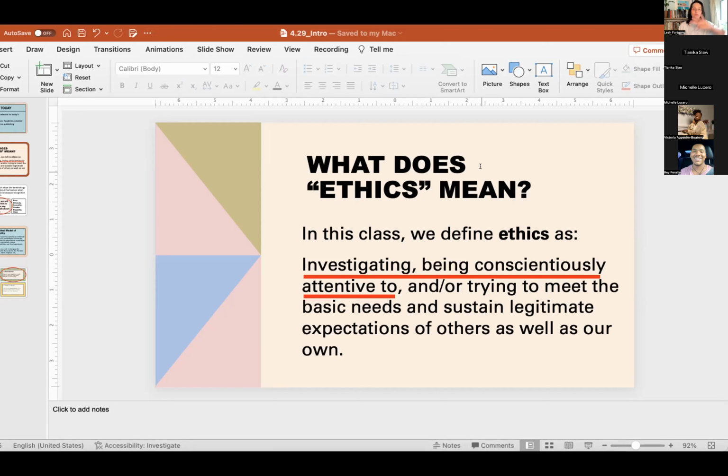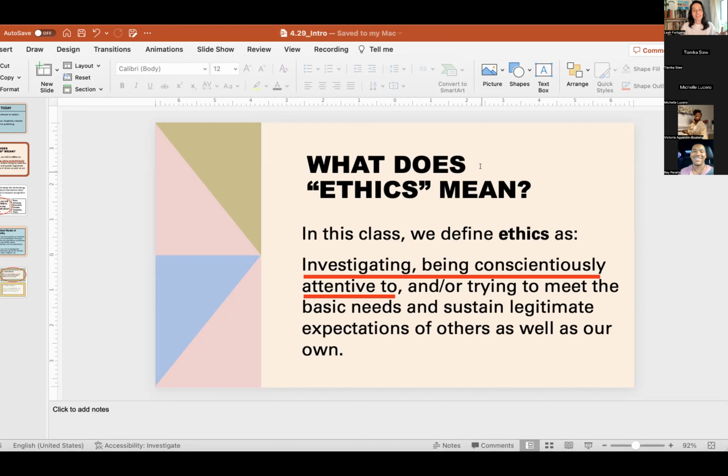this was one that we did way back when we were first starting out in the class, asking the question of what does this word ethics mean? And as many of you talked about on your midterm exam and the module two worksheet, in this class, we define ethics as investigating, being conscientiously attentive to, and or trying to meet the basic needs and sustain legitimate expectations of others, as well as our own basic needs and expectations, right?